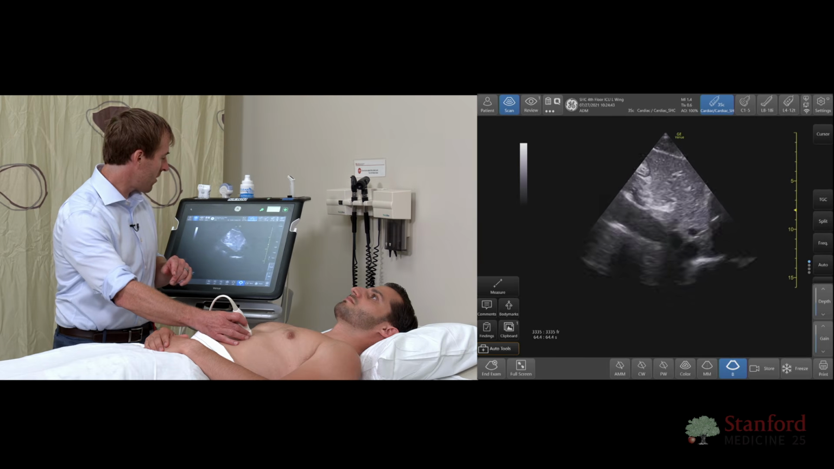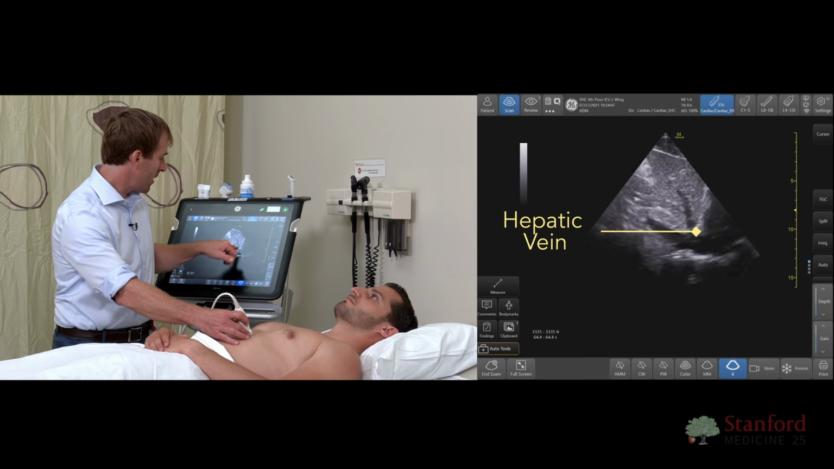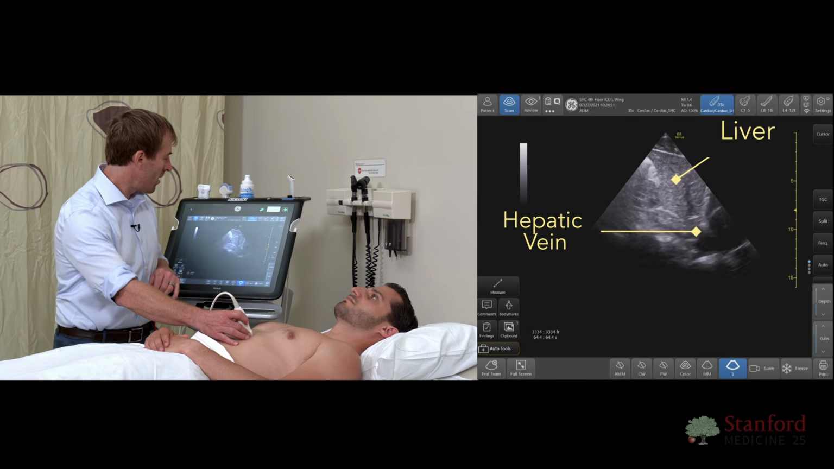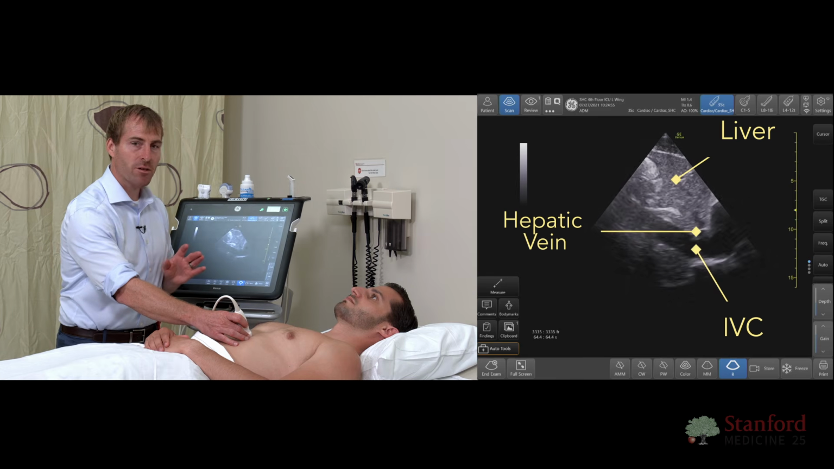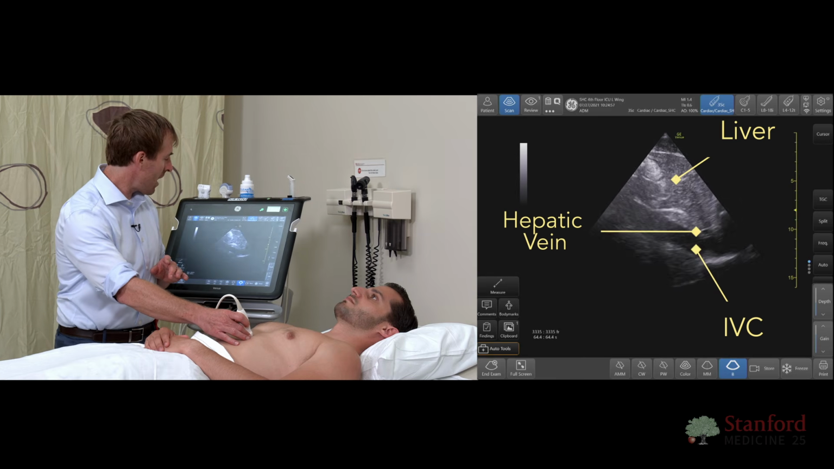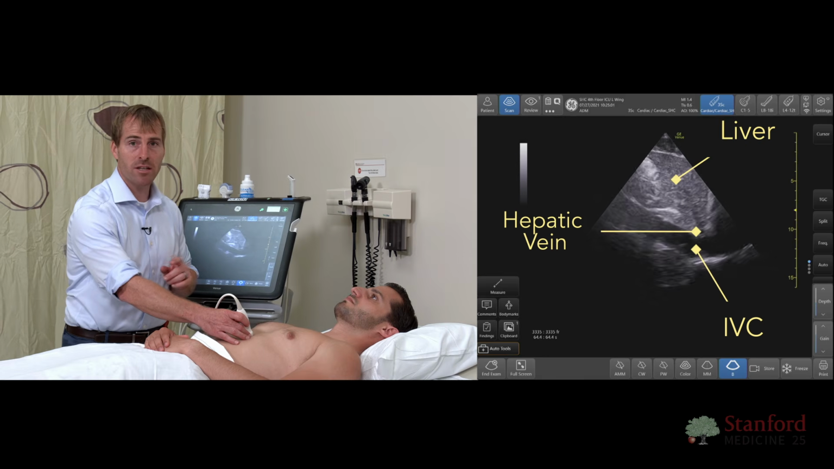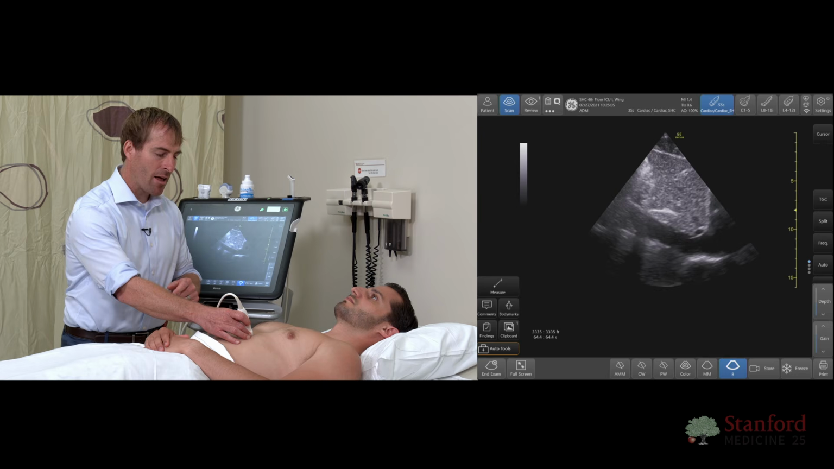Additionally, I can see here that I've got the hepatic vein entering into the IVC. You can see it dropping through the liver right into the IVC, okay? So now I'm pretty happy with my picture of the IVC. I can also see, even now with him just spontaneously breathing, change in the diameter of the IVC just with respiration.